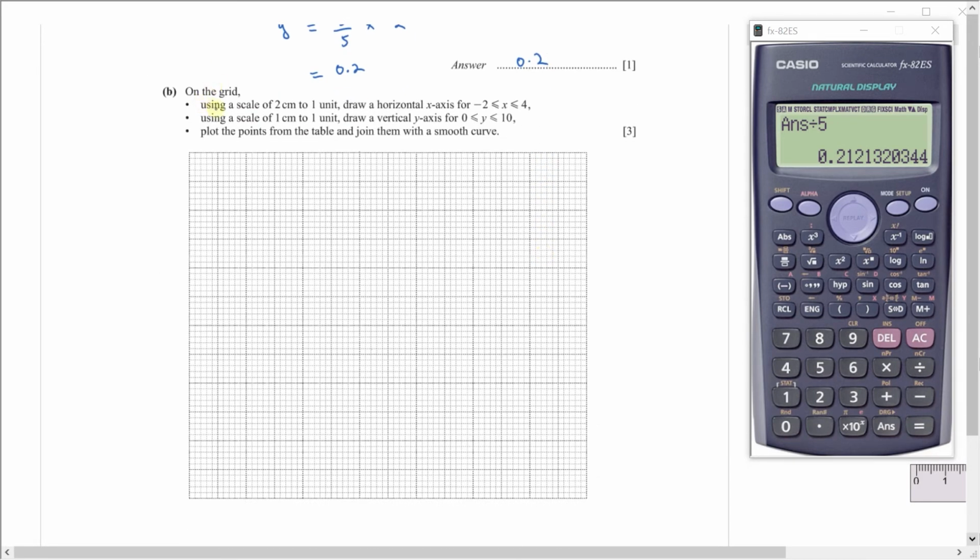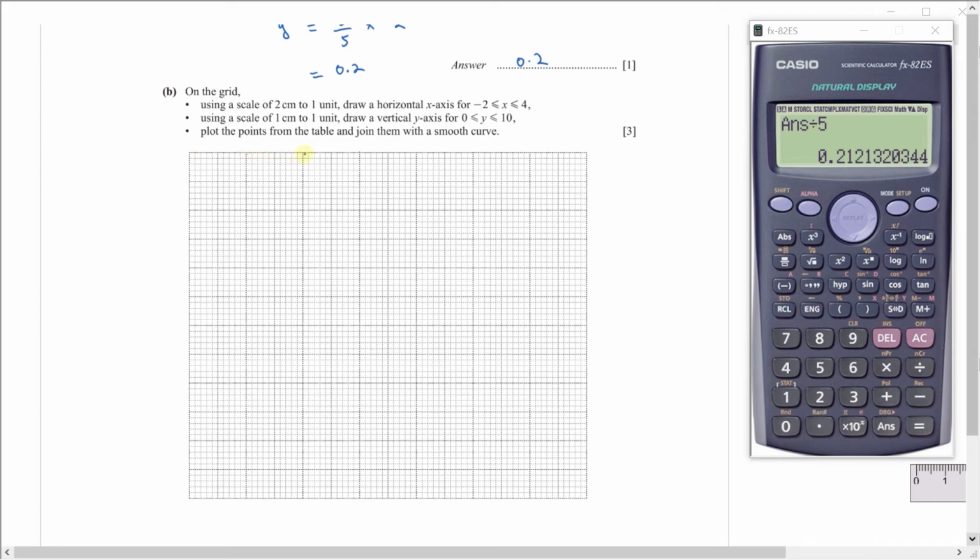The next part is on the grid, using a scale of 2 to 1 on the x-axis and 1 to 1 on y. We have to draw the axis first and then plot the points from the table. So you have 2 centimeters to draw 1 unit on the x-axis. You have to draw from -2 to 4. Let's start with the leftmost side. You will have -2 here. Then 2 centimeters represents 1 unit, so from -2, 2 centimeters you will land here, -1.